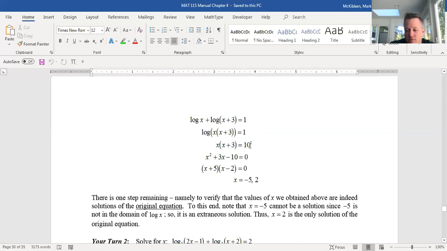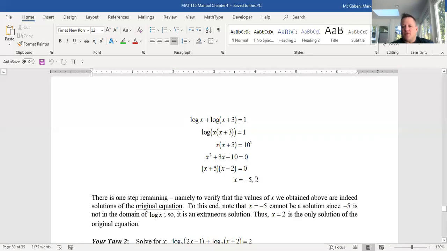To solve that equation, be careful, I can't just set x and x plus 3 equal to 10, right? I have to make sure that 0 is on one side before I apply that factor property. And so what I'm going to have to do is multiply this out, so distribute the x through both terms, and subtract the 10 from both sides. Once you've done that, now I can factor this as x plus 5 times x minus 2. And if you set each one of those equal to 0 and solve for x, you get minus 5 and 2. All right, and so at this point, we have one extra little thing we have to be careful of.